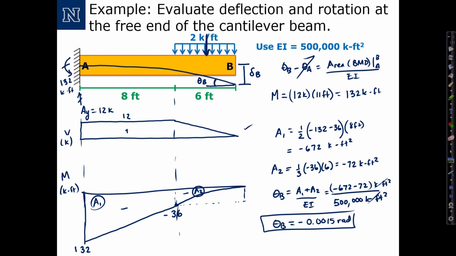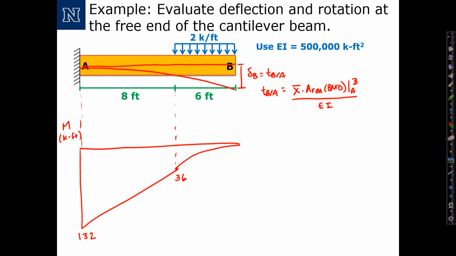Okay, now the second part, we want to find the deflection at the end. I'm going to go to a new page here and summarize what we need to know to do this. Here's our moment diagram from before, deflected shape of the beam, and delta B. And I claim here that delta B is equal to T sub B with respect to A.